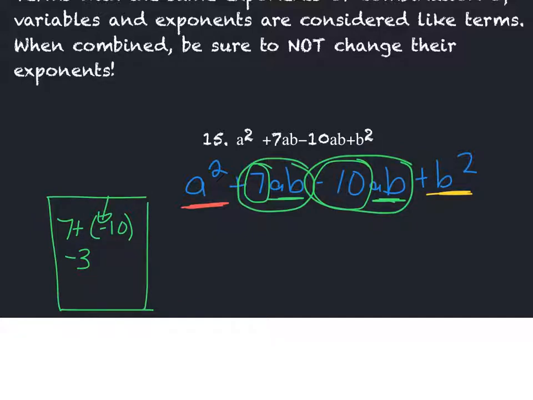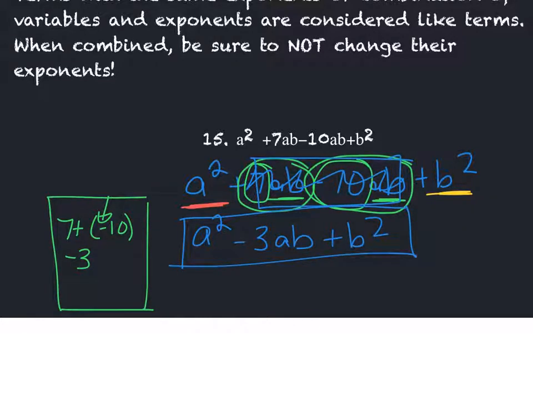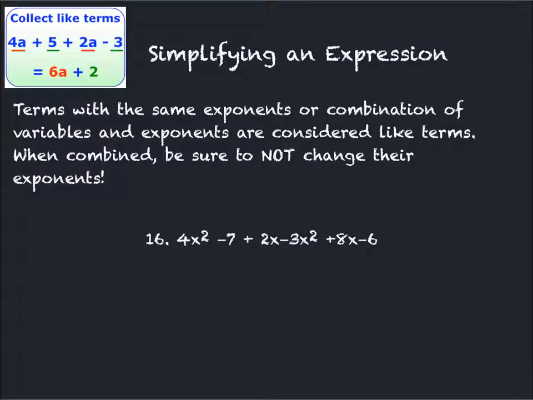So our final answer, and I'll do this back in blue, it would be a squared, and then we combine these two. So these two turned to negative 3, and then we have to put the variable back on, ab, and that's plus b squared. And that is the simplified version of this particular algebraic expression. Now remember, write this down, read it, but remember, do not change their exponents.